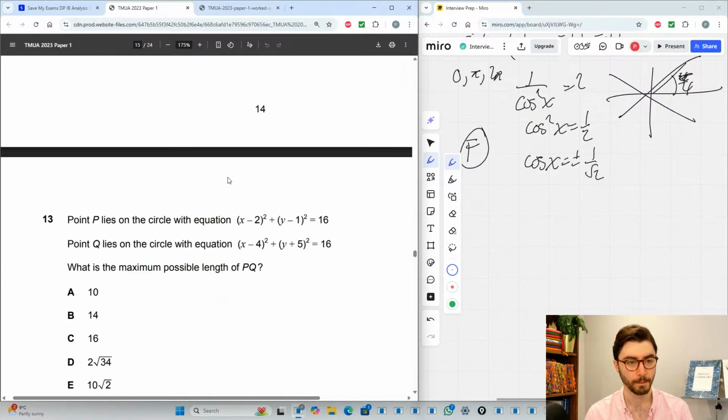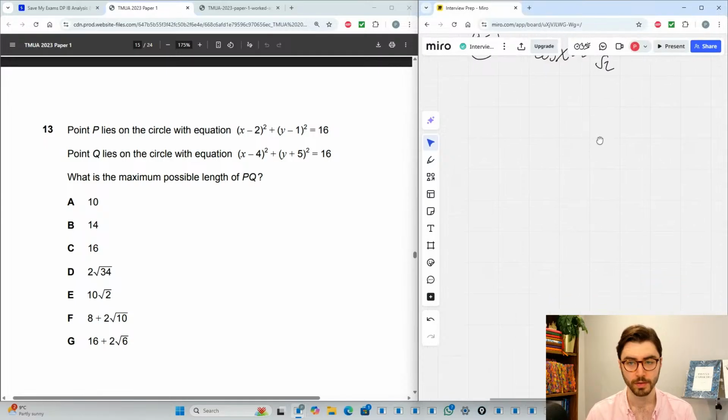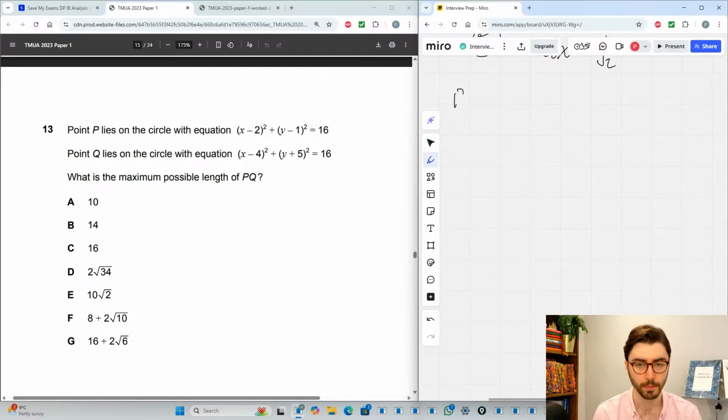Okay. 13. Point P lies on that circle. Point Q lies on that circle. What is the maximum possible length of PQ? This isn't going to be too bad. So in the first, okay, let's sketch these both out. They're both in positive x, although they do go a little negative.